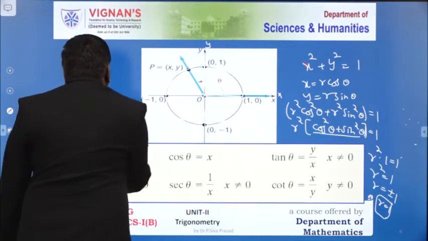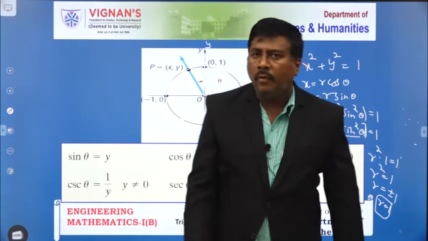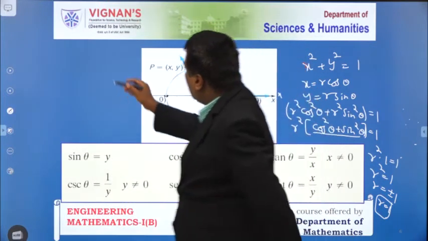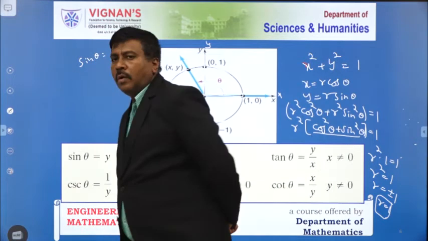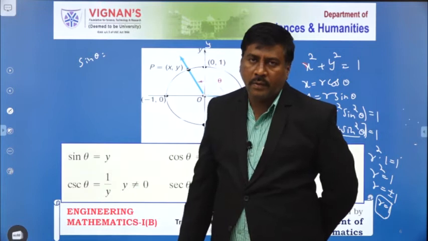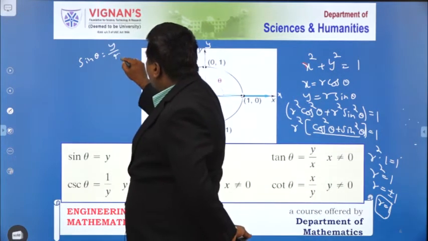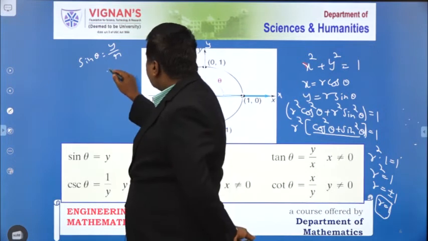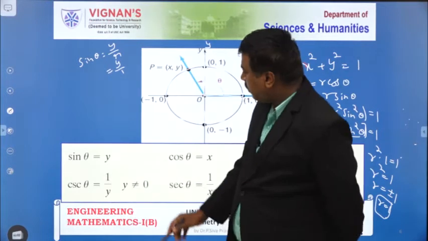So from that, what we have to say is that sin theta is equal to y. Why? Because of what we learned in the previous lecture: sin theta is equal to opposite side by hypotenuse. You already know that. That is y by r. Sin theta is equal to y by r. Then r is to be considered as 1, that means sin theta is equal to y.